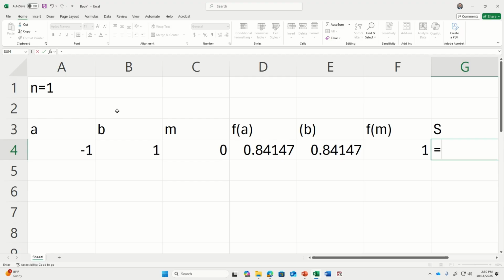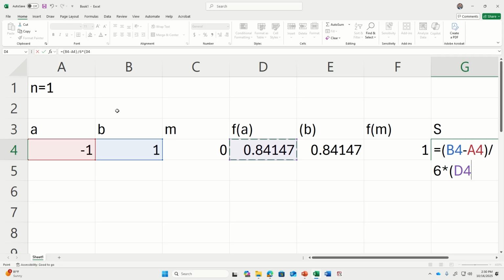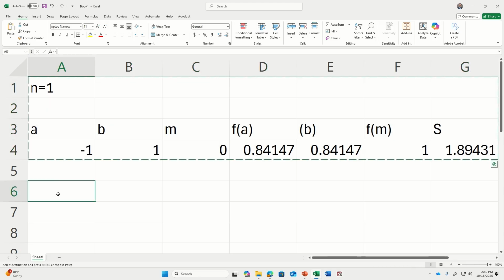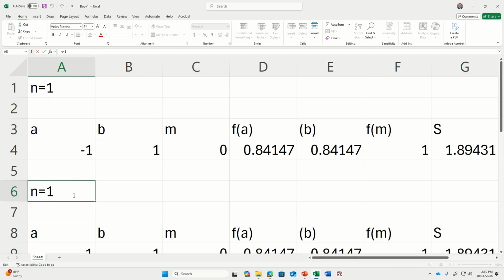So Simpson's rule is going to be b minus a divided by 6 times, open parentheses, f of a plus 4 times f of m plus f of b. And that's my Simpson's rule approximation for n equals 1. Now let's try n is equal to 2.